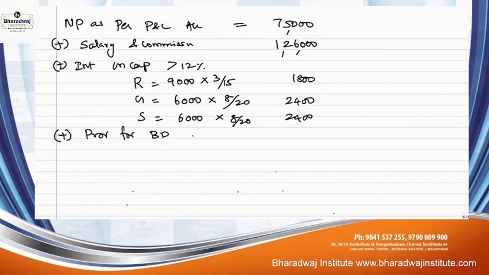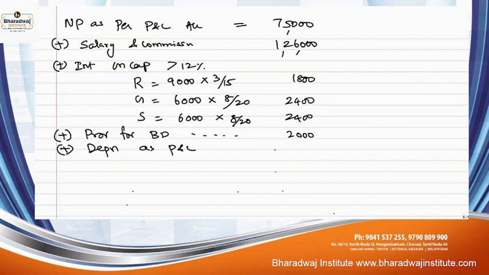Next, provision for bad debt is an expressly disallowed item. What is the provision for bad debts? 2,000 or 12,000? 2,000. Okay. Only actual bad debts can be claimed. Provision cannot be claimed. Add it back.